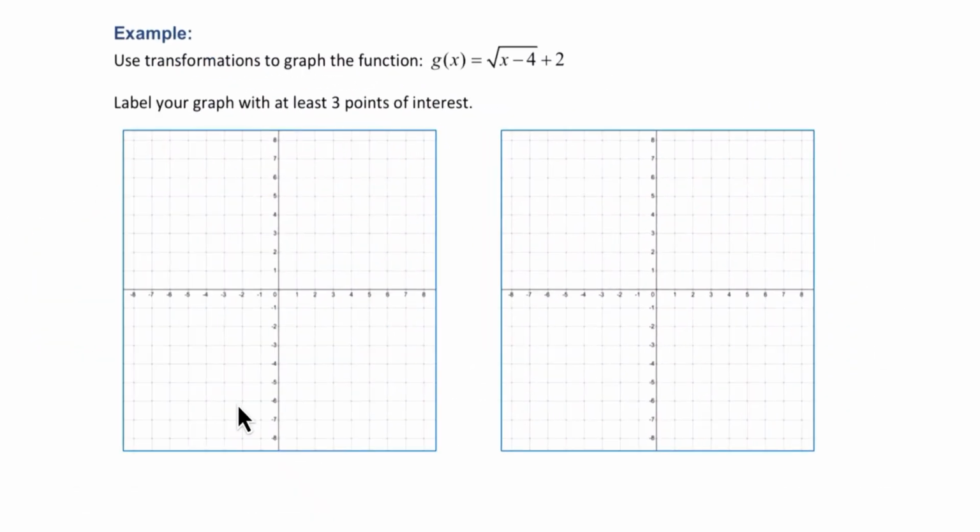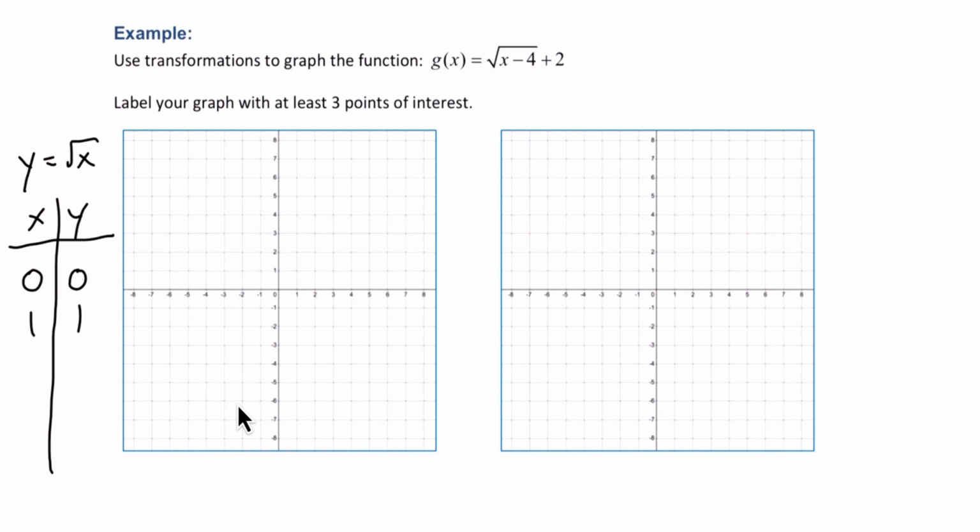For this graph, again, we have 2 different transformations. We'll start with the parent function y equals the square root of x and list some familiar points there. We have 0, 0, 1, 1, 4, 2, and 9, 3. Plotting those points and sketching that graph, we have the square root of x.